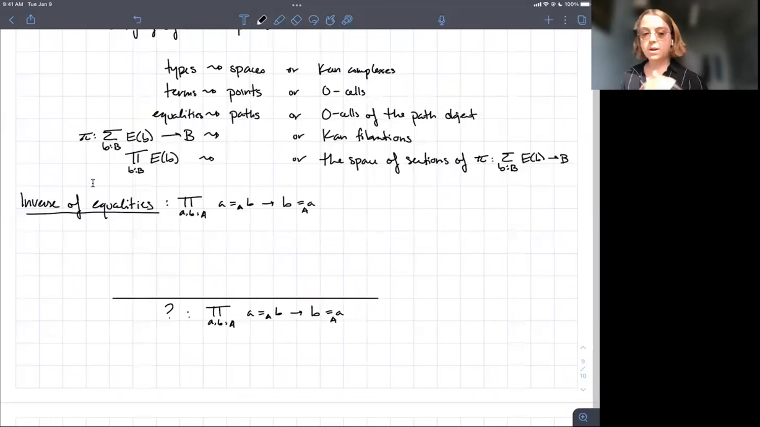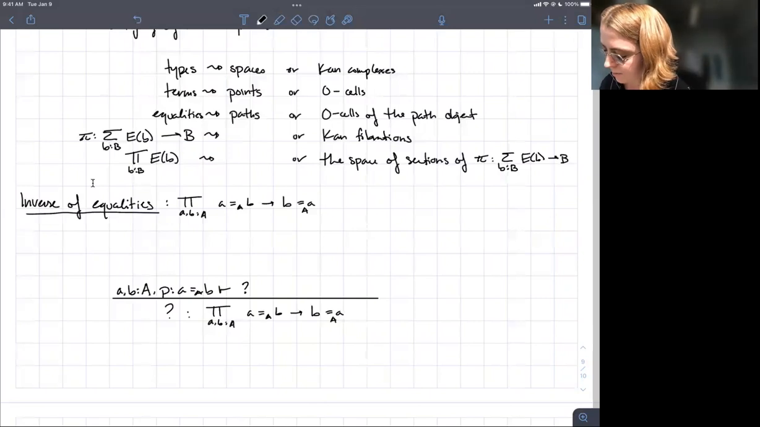We do function introduction, pi introduction backwards as usual. So we can assume that we have these kinds of things and we want to produce a term of this, okay?